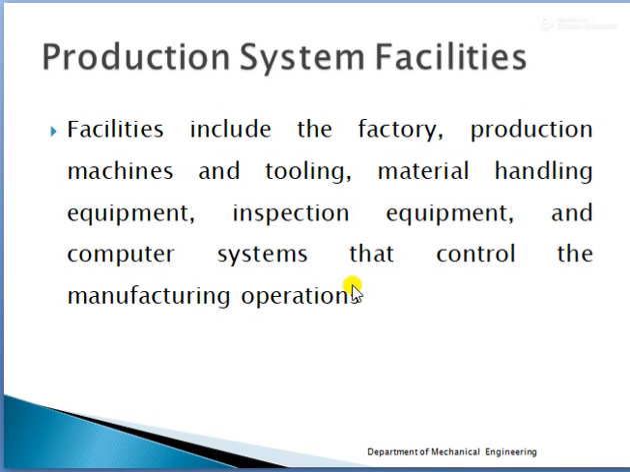We will see the production system facility. What is the production system facility? Facility includes the factory, production machines and tooling, material handling equipment, inspection equipment and computer systems that control the manufacturing operations.